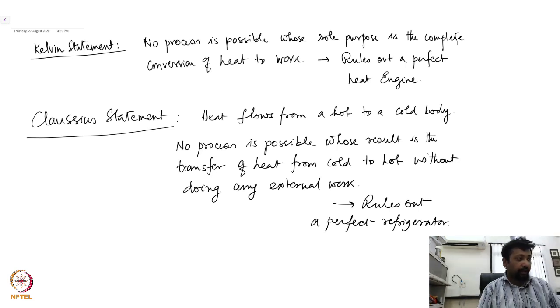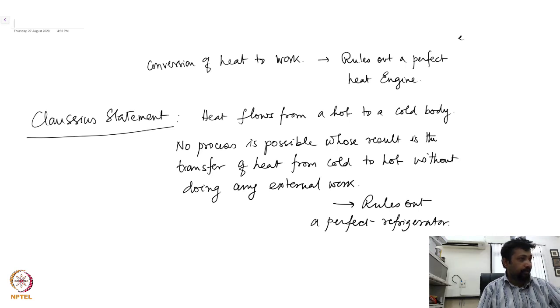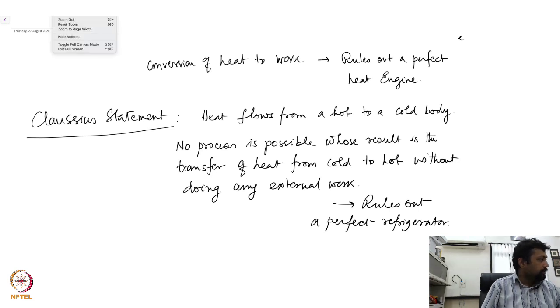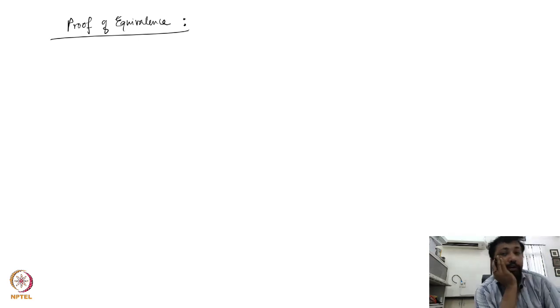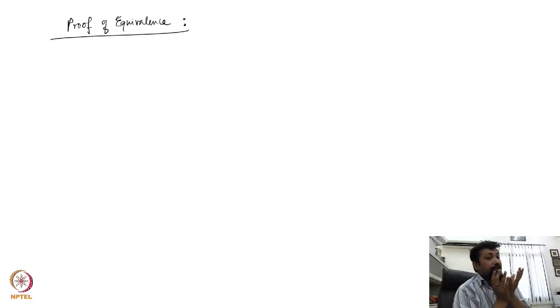Now we want to have the proof of equivalence for this. So let's just come over here. What do I mean by proof of equivalence? I want to show that if I violate the Clausius statement, I also simultaneously violate Kelvin's statement. Similarly, if I violate Kelvin's statement, I also simultaneously violate the Clausius statement.